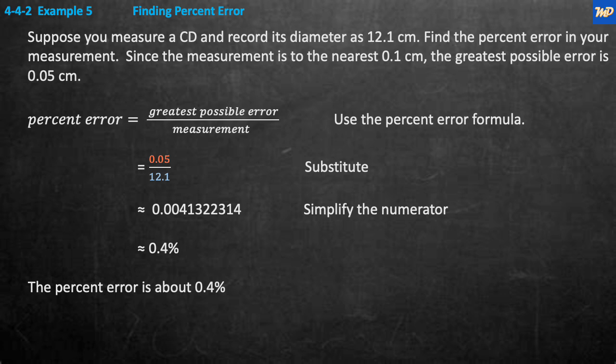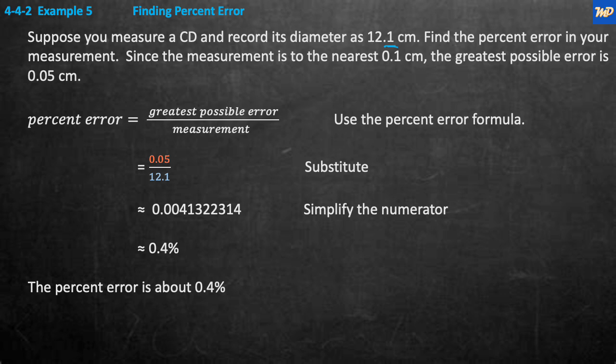as 12.1 centimeters. Find the percent error in your measurement. Since the measurement is to the nearest 0.1 centimeters, you saw it right here. You measured to 0.1. It could have been 12.6, but you would have still said that it's a 0.1. You're measuring to the 0.1 accuracy, right? 0.1, 0.2, 0.3, 0.4. It was all with one decimal place. So 0.1 centimeter is the accuracy, we like to say.